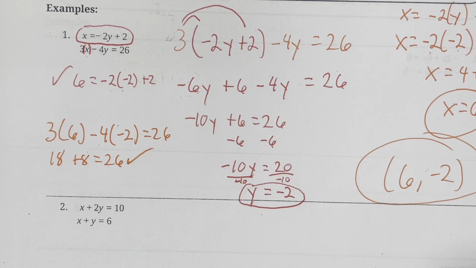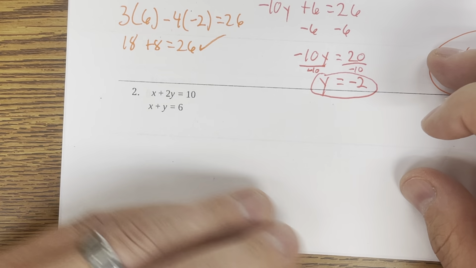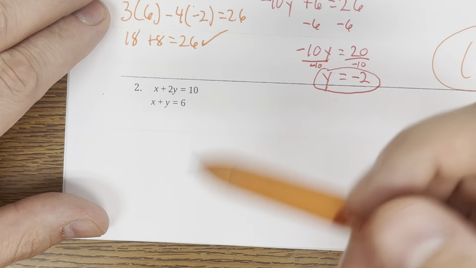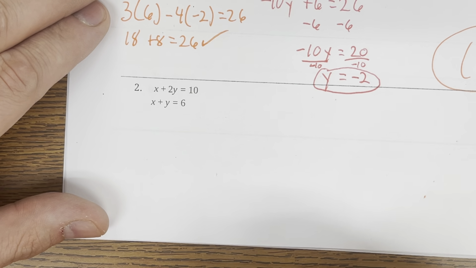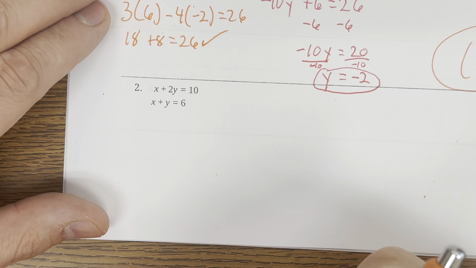Okay, on to our next example. So this one does not have a variable isolated already. Okay, really I have options though. I mean, I could solve for x on the top equation because I just have to subtract 2y. I could solve for x or y on the bottom equation. Okay, the choice is yours. There's numerous options of how we could proceed from here.